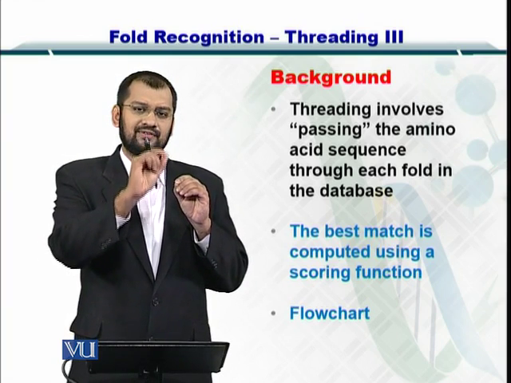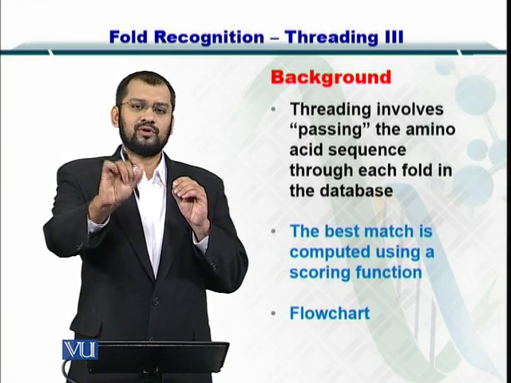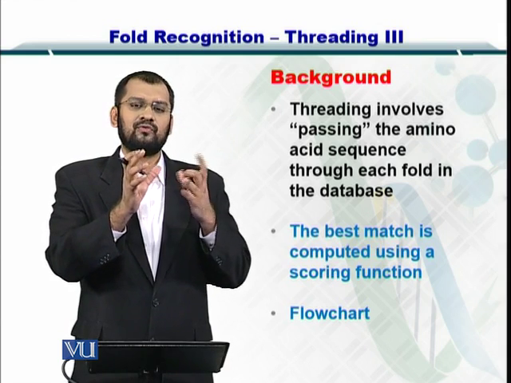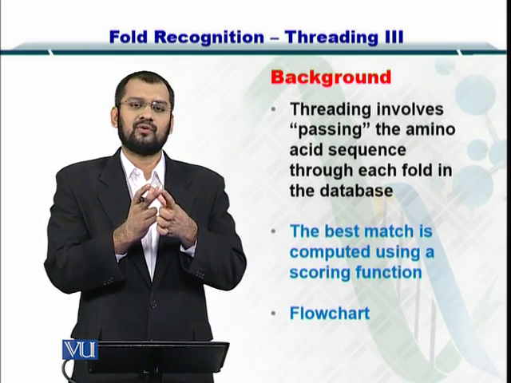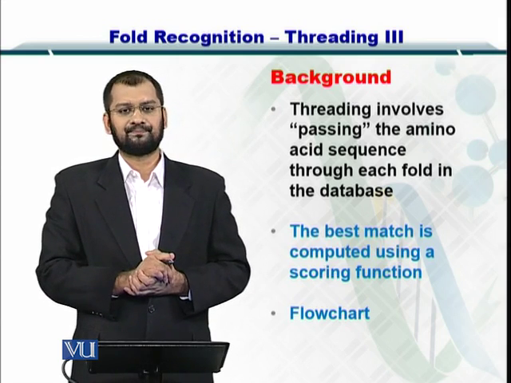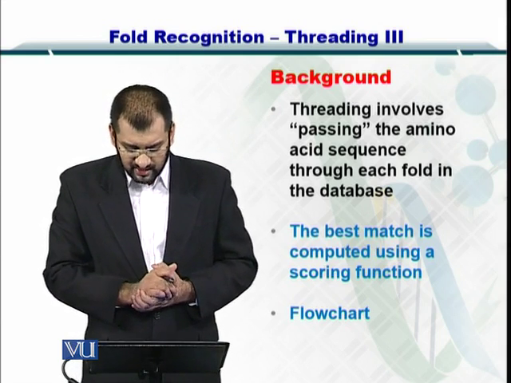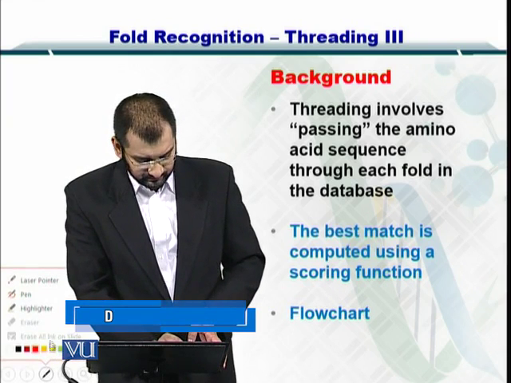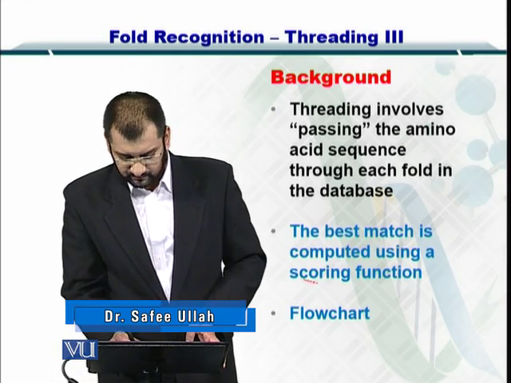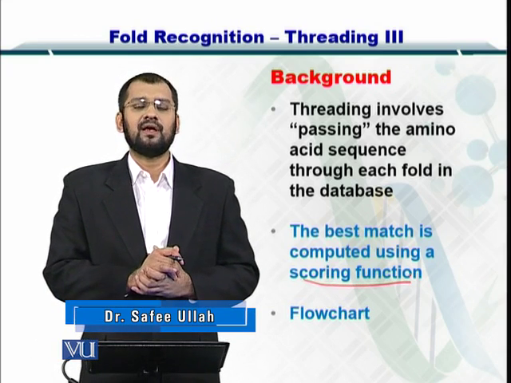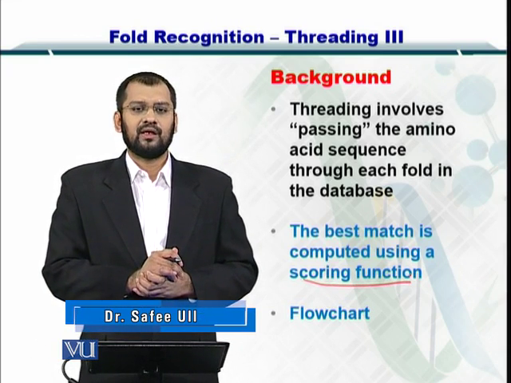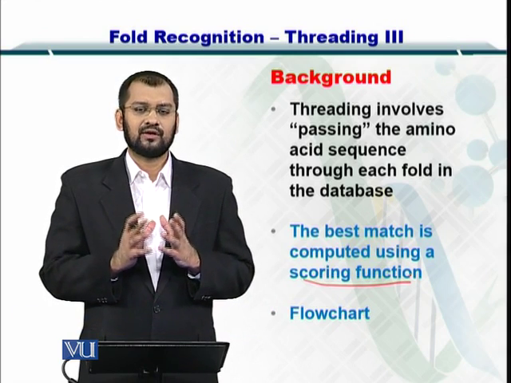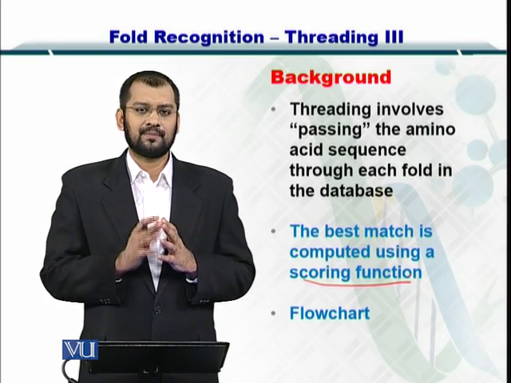And now if you're passing the sequence onto the fold, then you find that fold which best matches the sequence that you have with you. Next, you give it a score using some scoring function, which is typically a z-score function. Now let's take a look at the overall flowchart for threading in a step-by-step manner.